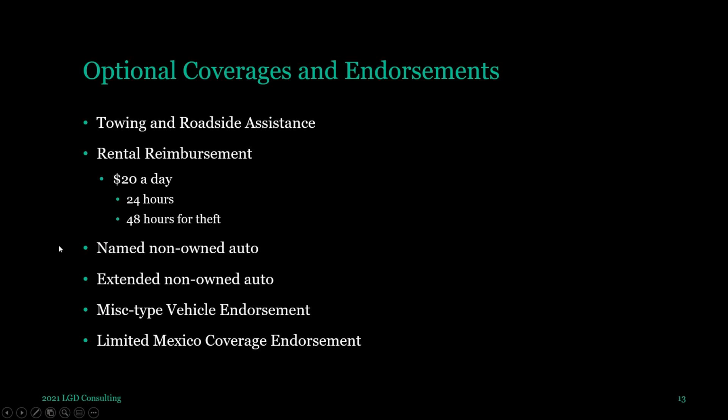Named non-owned auto is not really an endorsement. It is to some extent, but it's an endorsement that defines that you are buying an auto policy and you don't own a car. Right? So if you have someone who lives in the city, they don't own a car. They borrow their friends' cars or they rent cars if they want to take a long trip or a vacation. This is what it's going to be. It's a personal auto policy with a named non-owned auto endorsement, which you can only get the liability coverages.